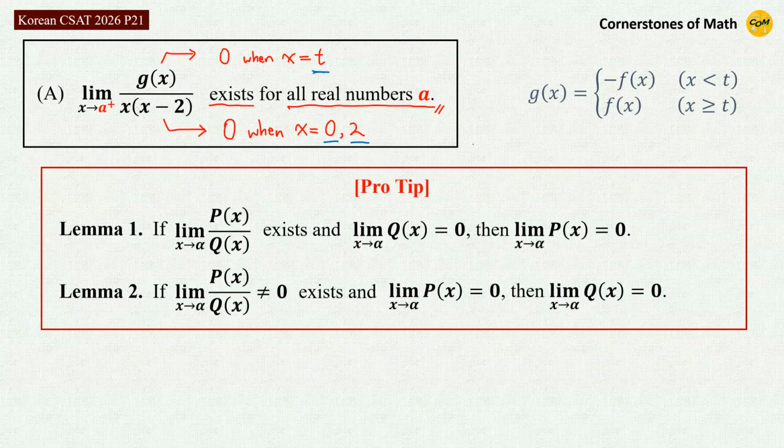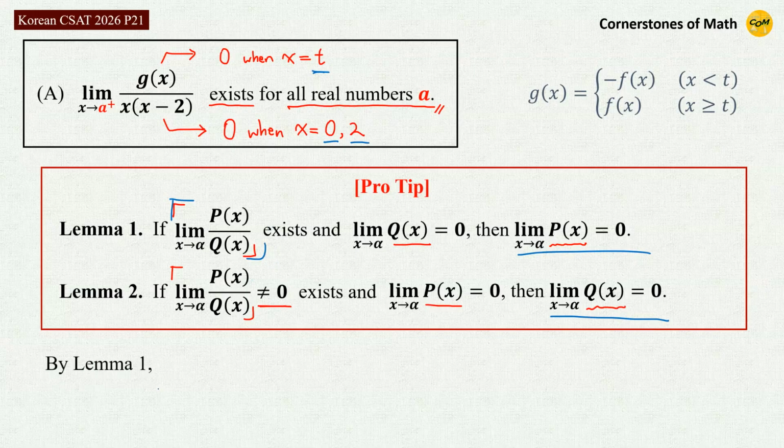Well, now is a good time to introduce these two useful lemmas regarding limits in rational form, which I have also used in last year's problem. The first lemma is that if this limit exists and the denominator goes to 0, then the numerator must also approach 0. And the second lemma is that if this limit exists and has a non-zero limit value, and the numerator approaches 0, then the denominator must also approach 0. I'm not going to explain the proof in detail here because it's kind of obvious. If you assume that the conclusions are not true, then the existence of this limit just doesn't make sense.